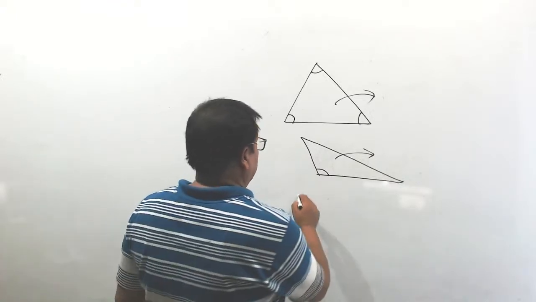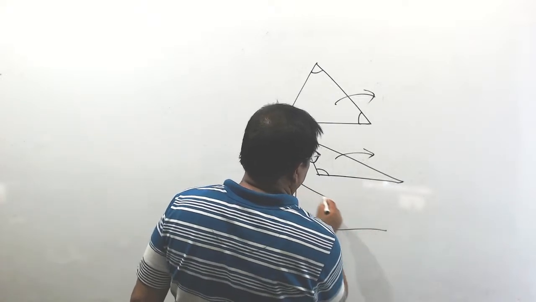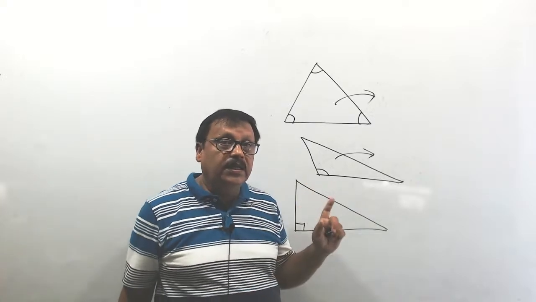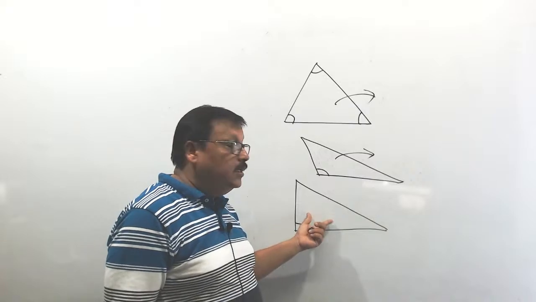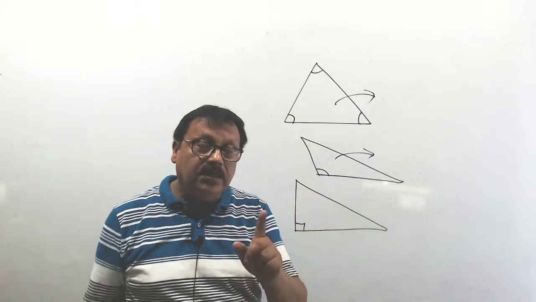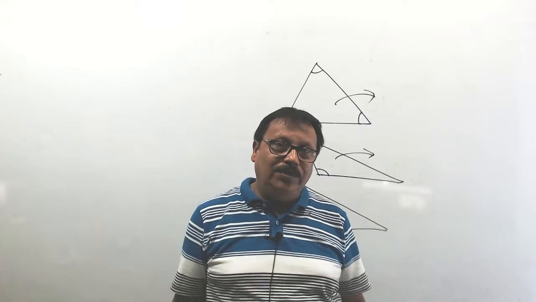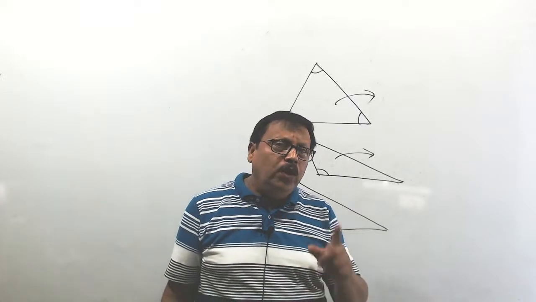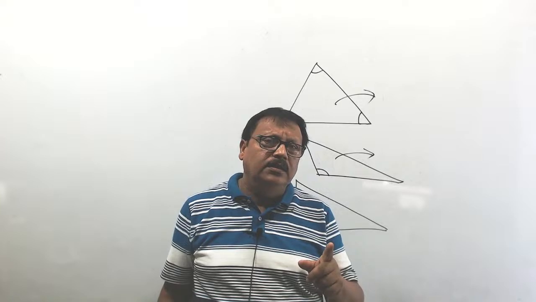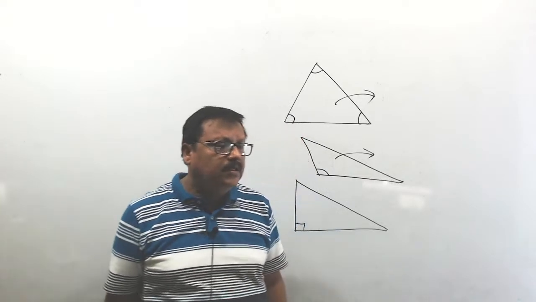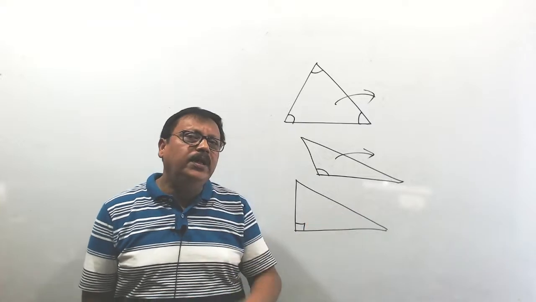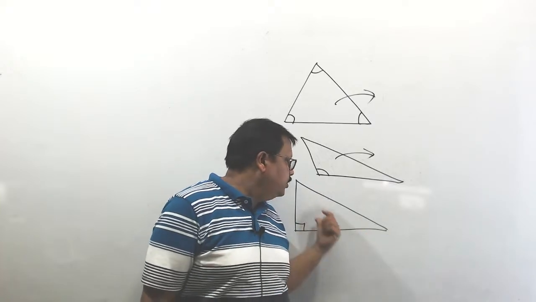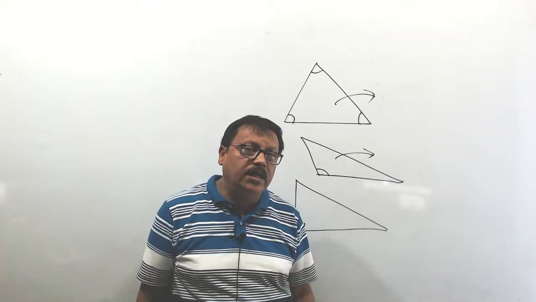If one angle is a right angle in a triangle, then that triangle is called a right angled triangle. Understood? So, can you tell me, in one triangle, two angles will be 90 degrees. Is it possible? Srikumar, in a triangle there are three angles, one, two, three. Two angles will be 90 degrees, right angle. Is it possible?